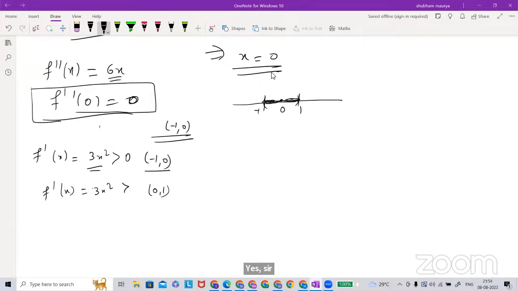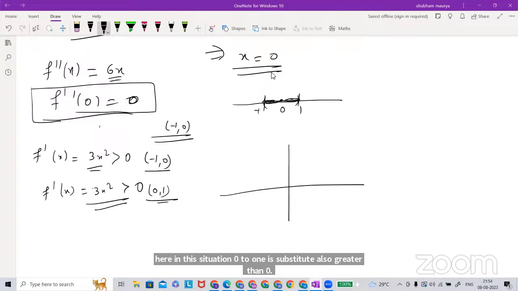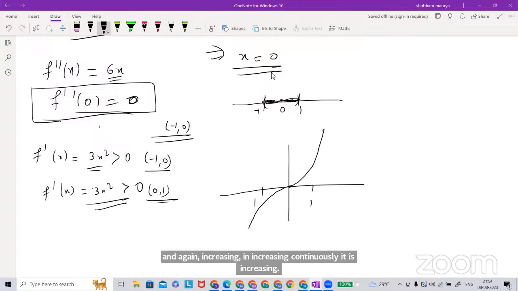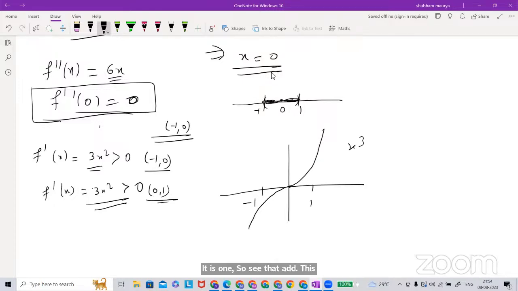Okay. So for this interval 0 to 1 also it is increasing, right? If you substitute in this interval 0 to 1, it is greater than 0. So our function is increasing at 0 and again increasing continuously. Here is 1, here is minus 1. At this x cube function, at 0 it is 0, and the double derivative is also 0. So we have to investigate here.